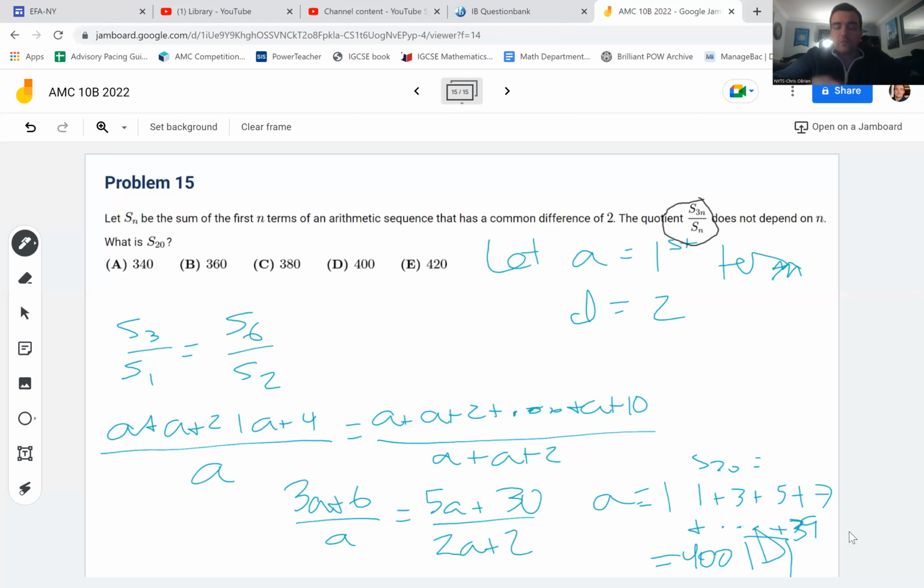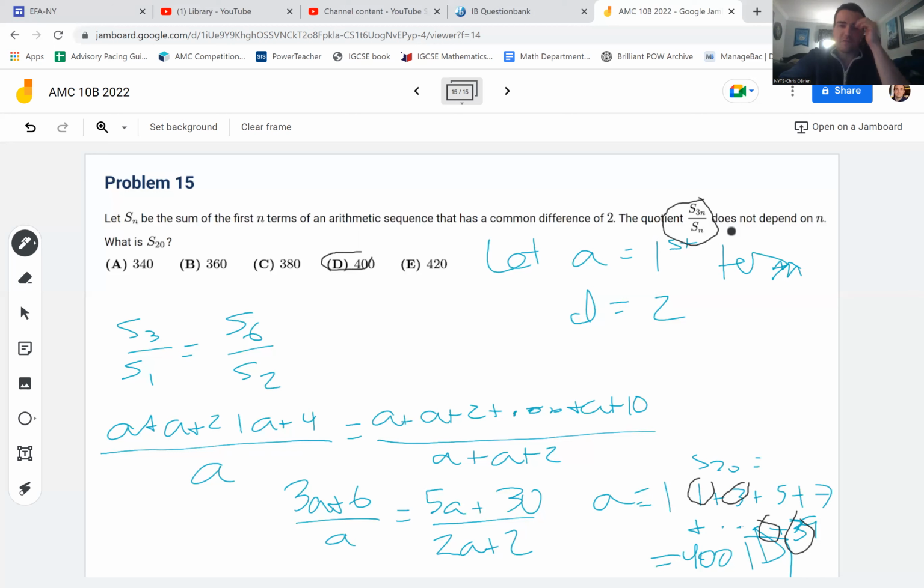Which, if you remember the trick for summing an arithmetic sequence, is that you can pair up terms. So 1 plus 39 is 40, right? So you're adding 40 plus 40 plus 40. Since there's 20 terms, that means that there's 10 pairs. So you would have 10 pairs summing to 40. 10 times 40 is 400. So the answer is D, 400.